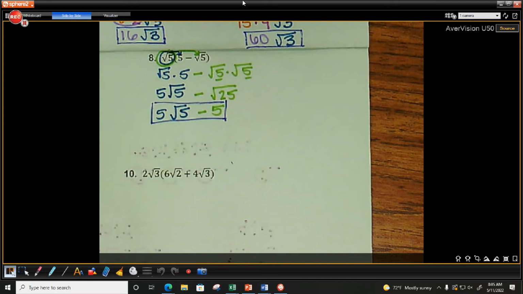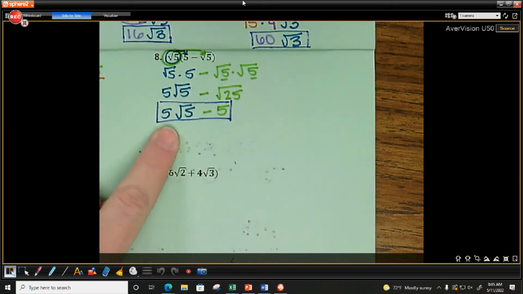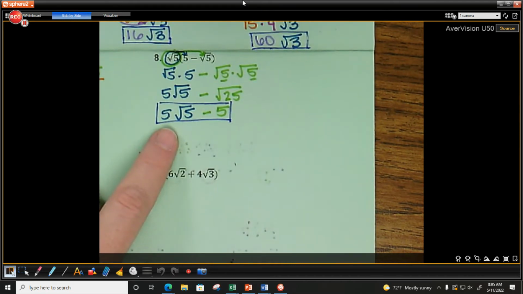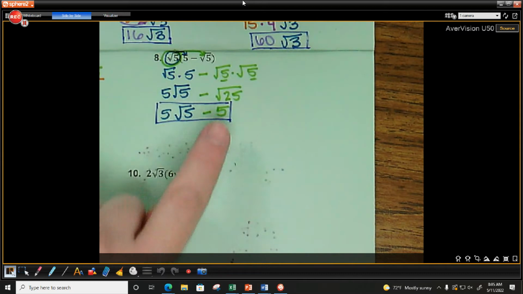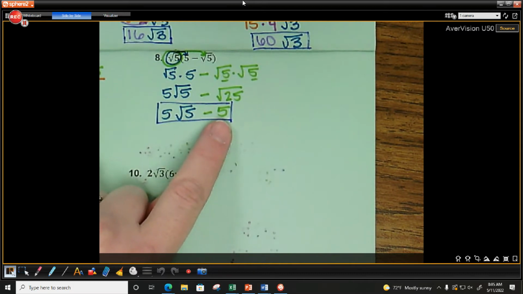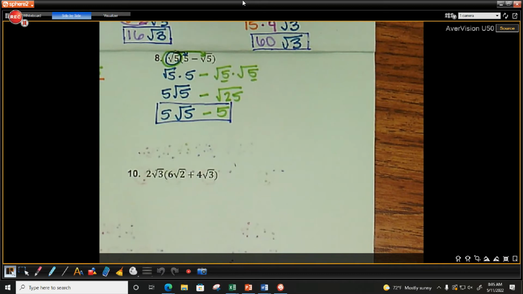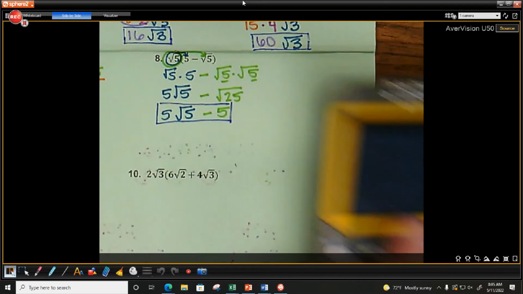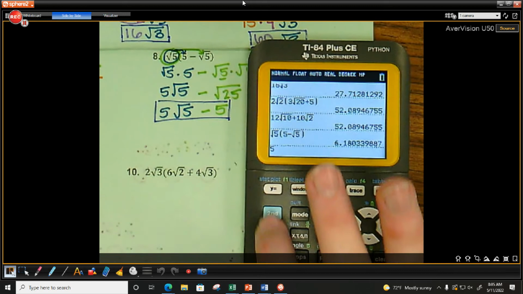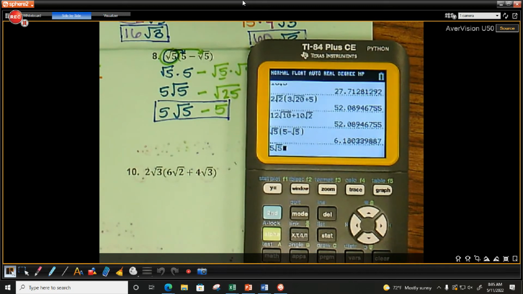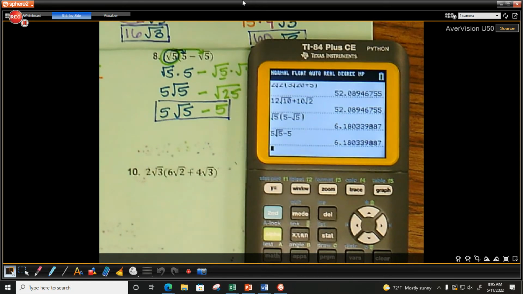That would be like saying 5x minus 5 is just x. No, it's not. In order to add and subtract radicals, the radicals must be the same. If you have a whole number, you can never combine a whole number with a radical when you're adding and subtracting. Okay? Then we're going to get our calculator. 5 root 5 minus 5. Same ugly decimal. Good?